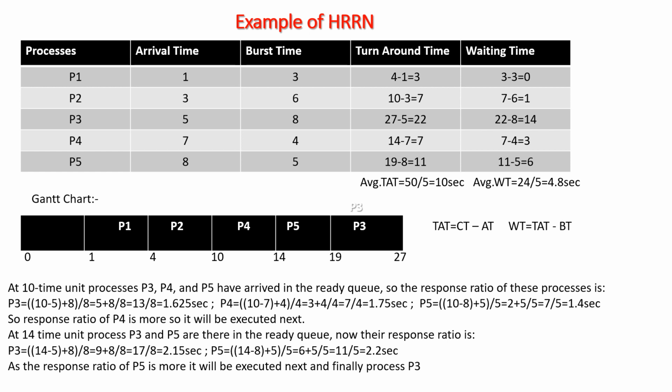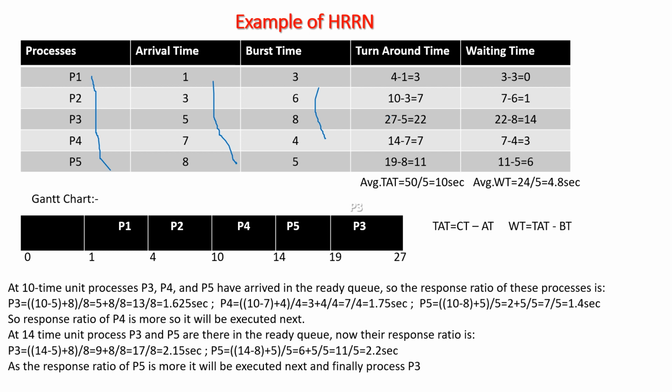So in this video lecture, I'm going to discuss one example of non-preemptive CPU scheduling, which is called Highest Response Ratio Next. In this example, there are 5 processes, P1 to P5, and their arrival time and burst time are given, and we have to calculate the turnaround time and the waiting time. In order to calculate this, we have to prepare a Gantt chart.